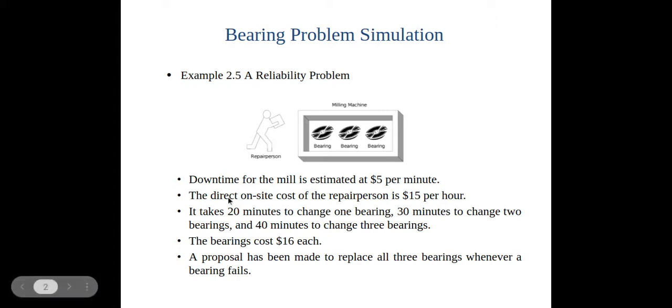In this simulation, we will consider these requirements: the mill's estimated downtime cost is $5 per minute, and the cost of the repair person is $15 per hour. It takes 20 minutes to change one bearing, or 40 minutes to change all three bearings. Each bearing costs $16.